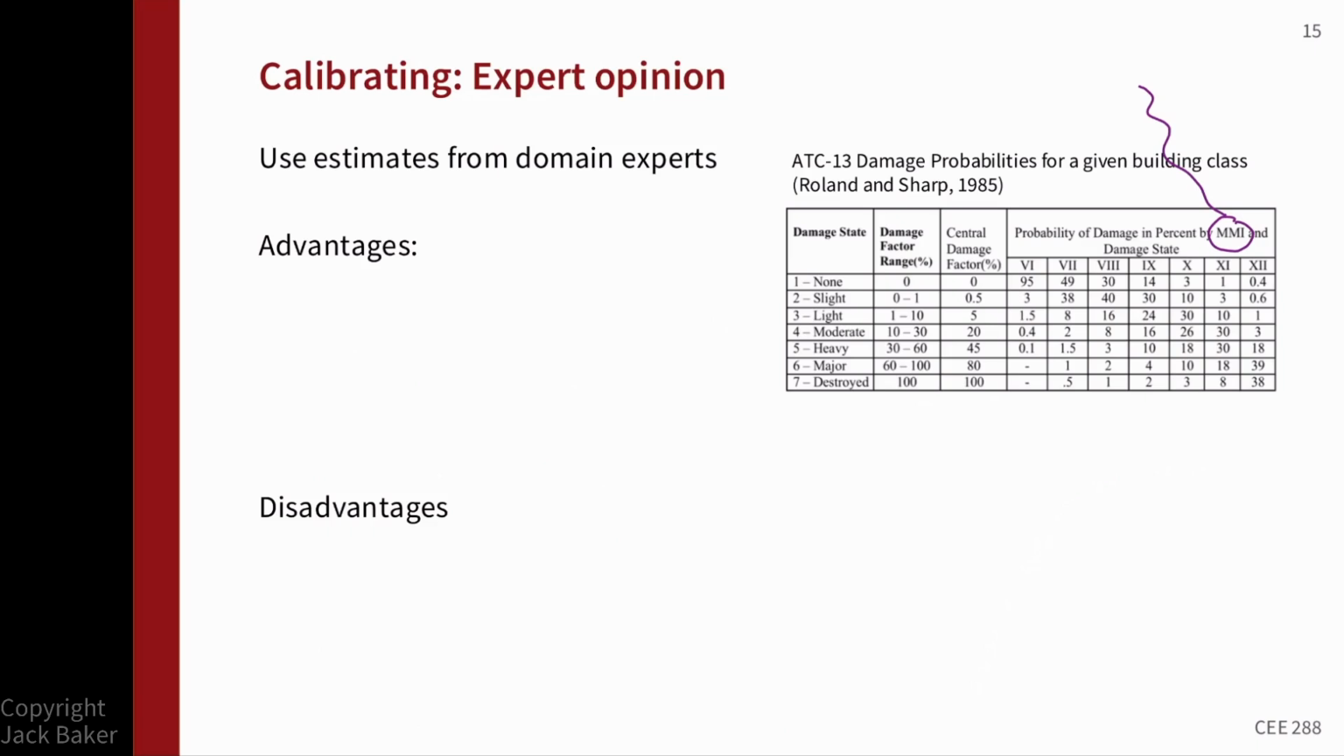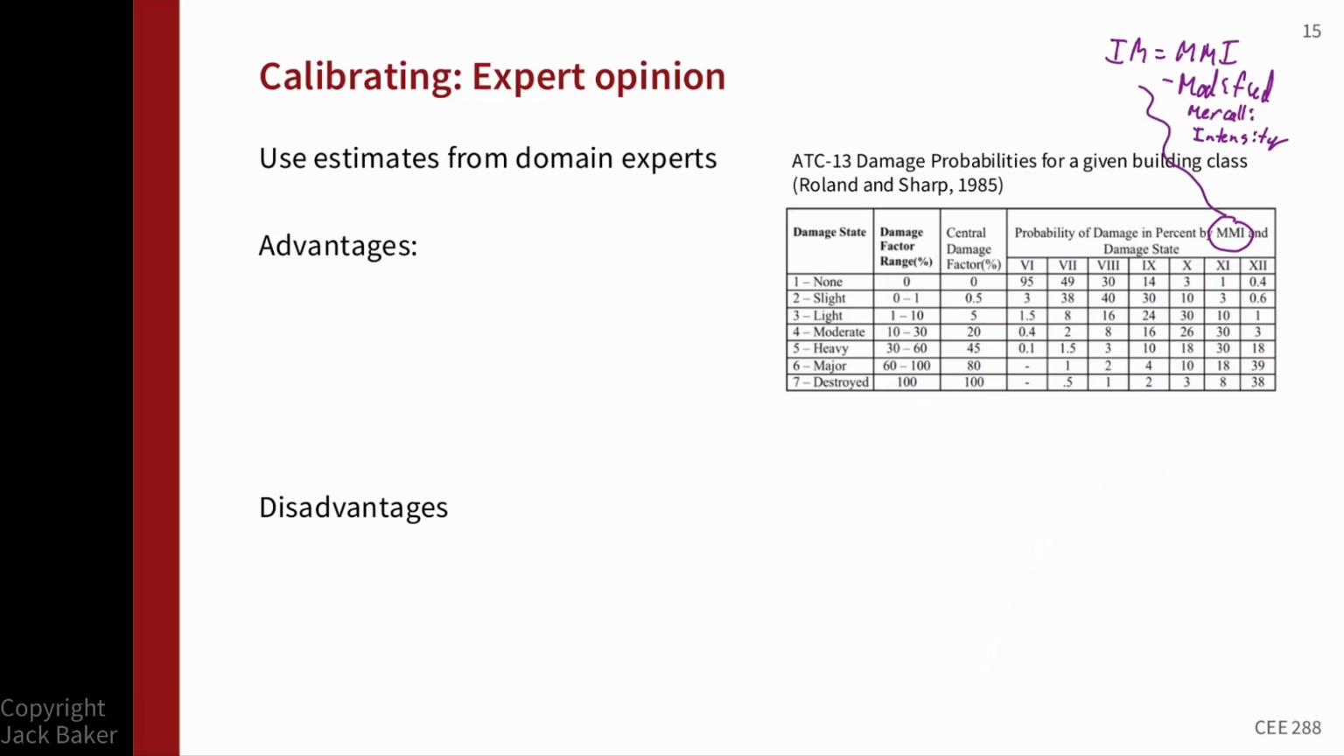Maybe let's label that up. Okay, so MMI, that's the intensity measure in this case, and that's modified Mercalli intensity. This is a particular scale that's discrete, uses these Roman numerals, so from 6 up to 12 in the headings of that section of the table. Those are ground motion intensities that are increasing. Okay? And then they've got 7 damage states down the rows, indicated in the far left corner.